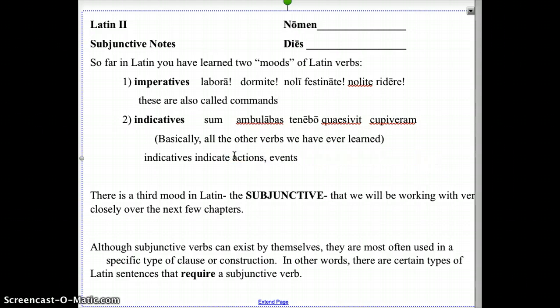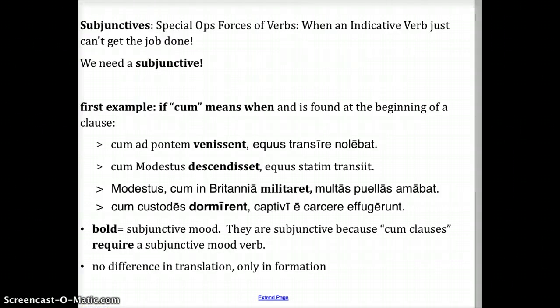Your basic verb. But there is a third mood in Latin called the subjunctive that we're going to be working with very closely in the next few chapters. And although subjunctive verbs can exist by themselves, they're most often used in a specific type of clause or construction. In other words, there are certain types of Latin sentences that require a subjunctive verb. So if you think about it, subjunctives are kind of like the special ops forces of verbs. When an indicative verb just can't get the job done, we need a subjunctive.